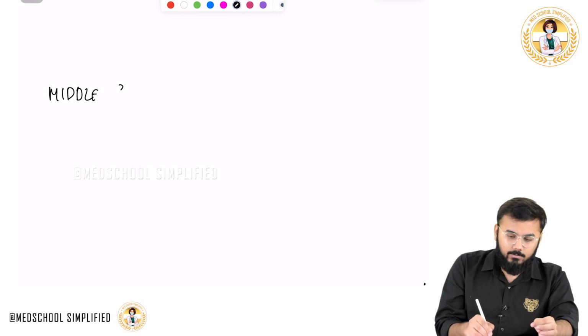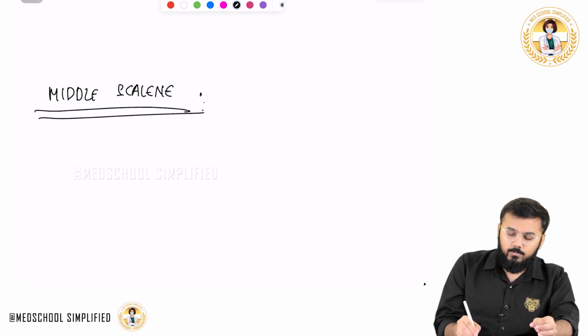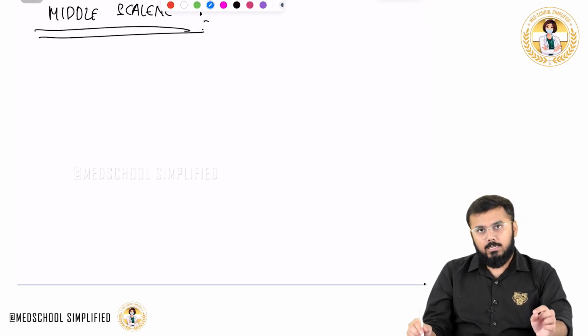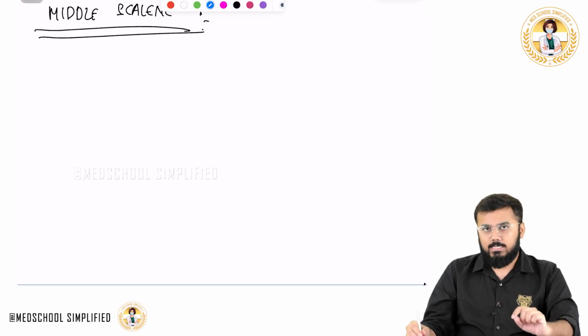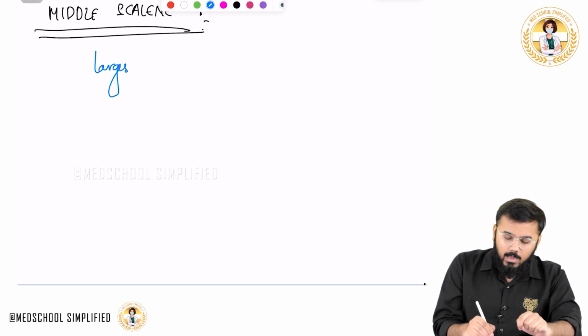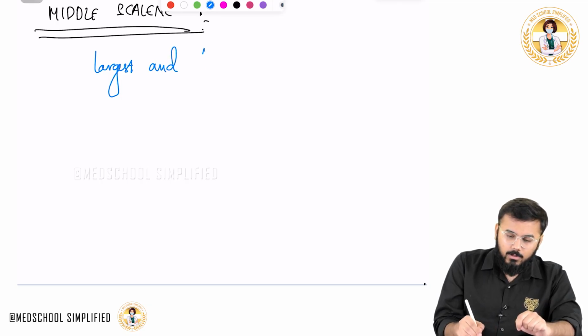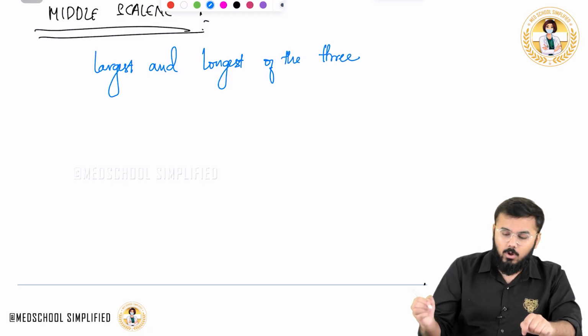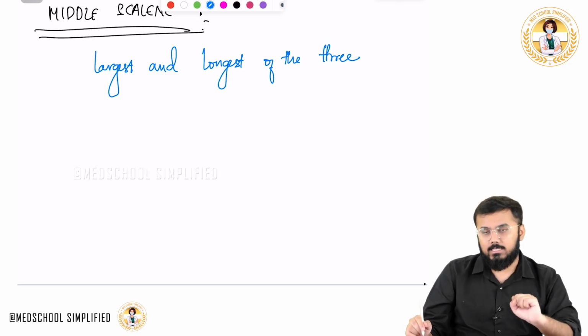Now, after this anterior scalene muscle is done, the next important muscle we will discuss is your middle scalene muscle. Okay. Now, out of these three scalene muscles, the largest and the longest scalene muscle is the middle scalene muscle. Middle scalene muscle is the largest and longest of the three muscles.